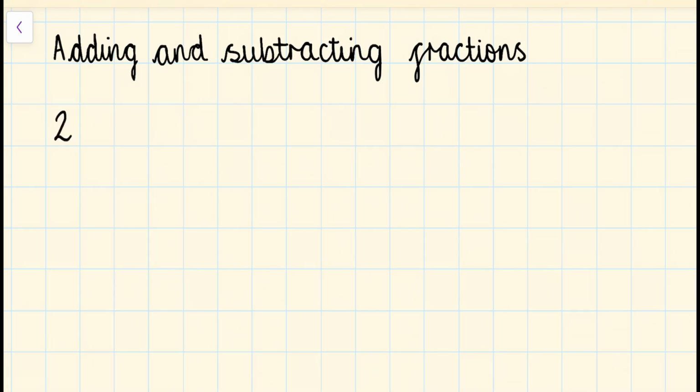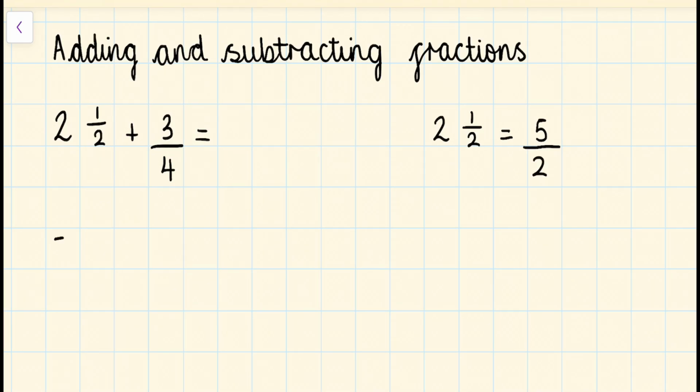Now we're going to look at a different type of addition or subtraction, and this one includes mixed numbers. So we have lots of different types of fractions. You can check out our video on that if you're not sure. But this time we've got 2 1/2 and we're going to add it to 3/4. The first thing we do is we turn the mixed number into an improper fraction. And when we do that, we can see that 2 1/2 is equivalent to 5/2.